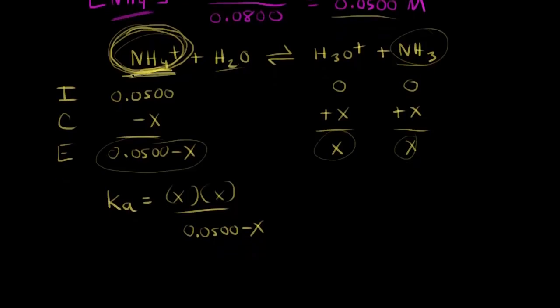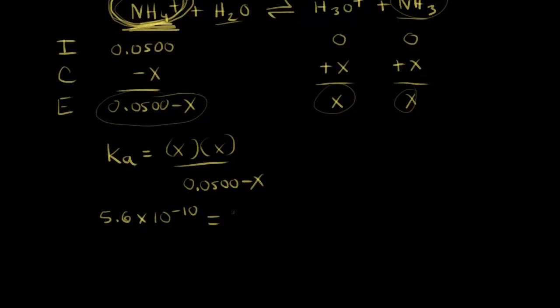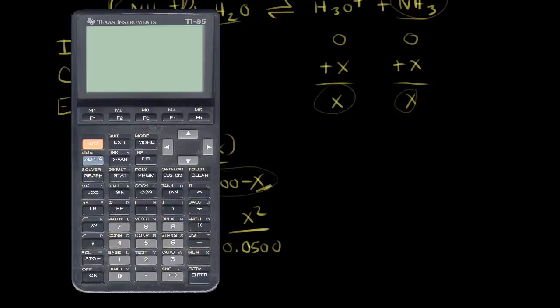Ka for ammonium, we calculated in an earlier video, and we found it to be 5.6 times 10 to the negative 10. So this is equal to X times X, which is X squared, over 0.05 minus X. If X is a very small concentration, 0.05 minus X is approximately the same as 0.05. So we write 0.05 in here to make our lives easier for the calculation.